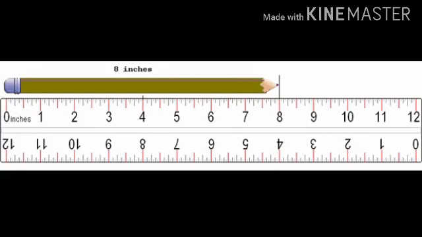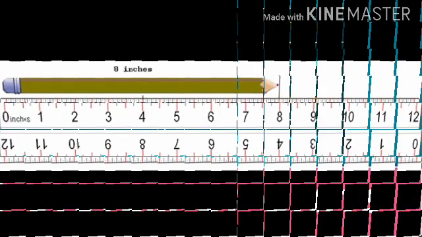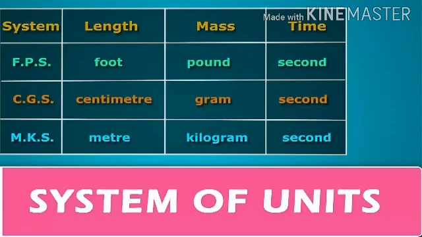Already I told you, every measurement has two parts. One is the number and the other is the unit. Here 8 is the number and centimeter is the unit.